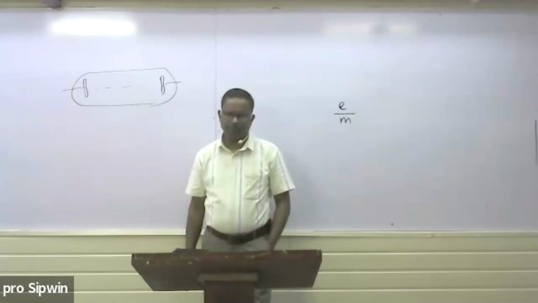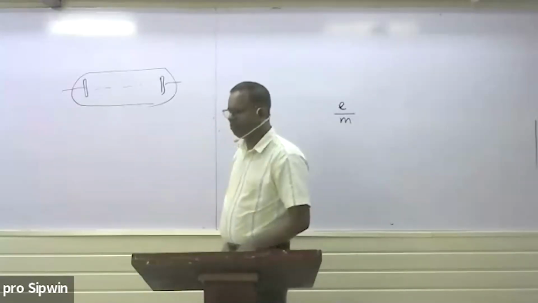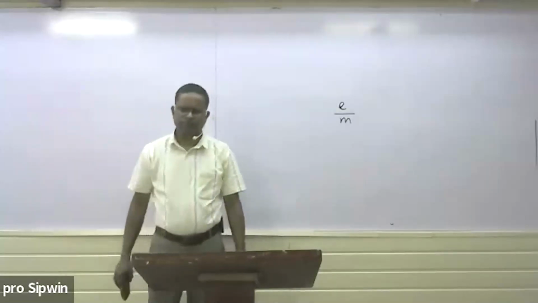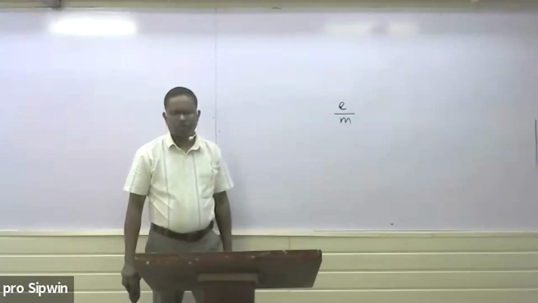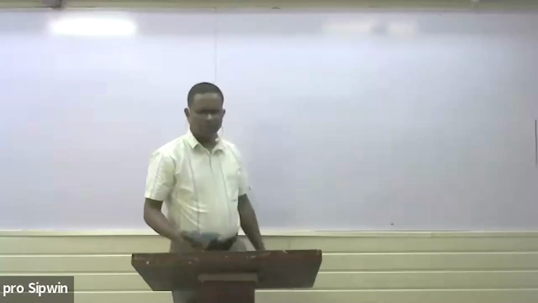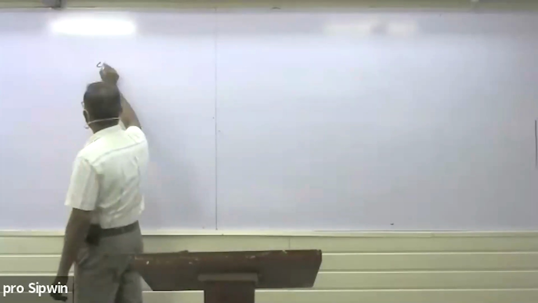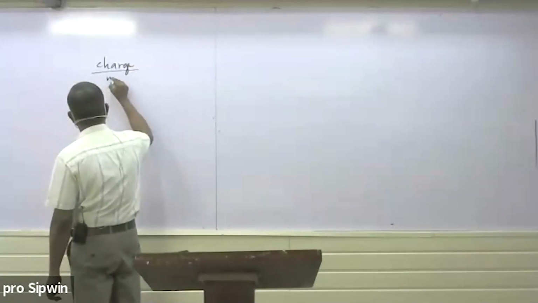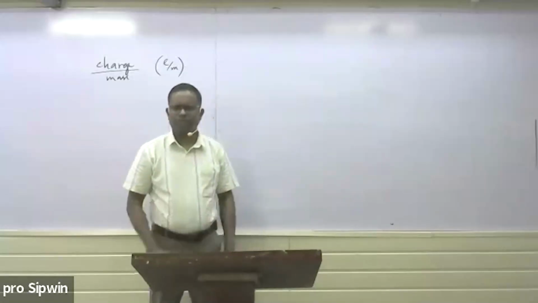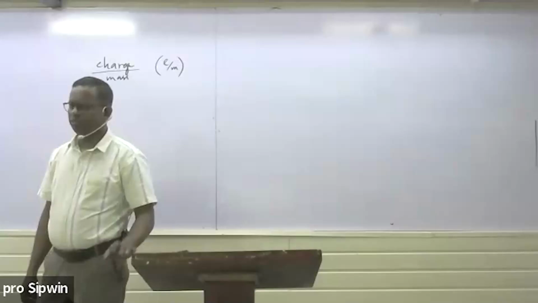After discovering the properties of cathode rays, Thomson was able to determine the charge divided by mass, e/m, value of a cathode ray particle.